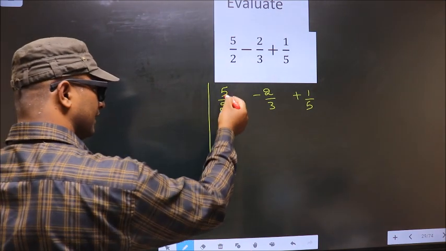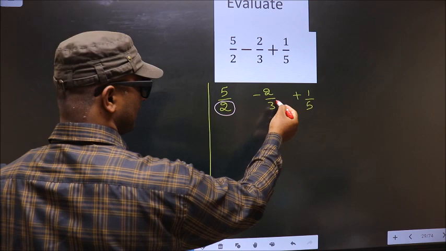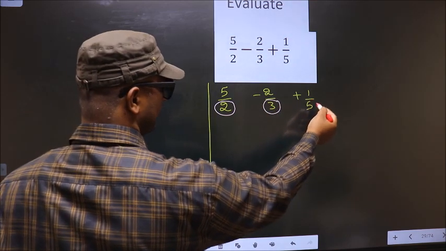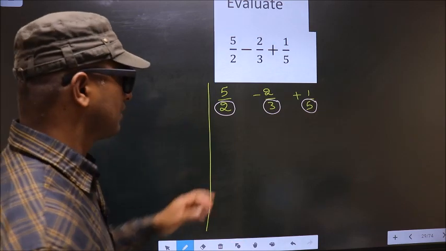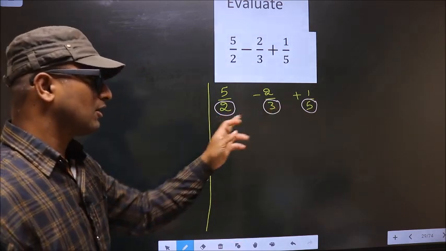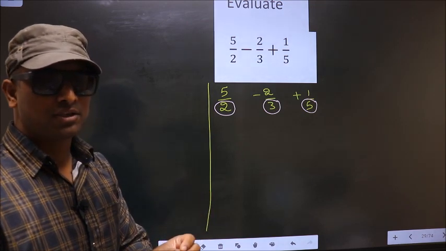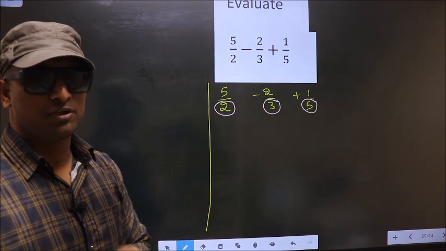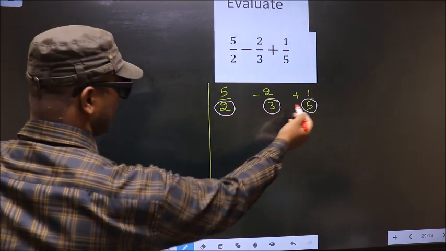Next. In this fraction, the denominator is 2. Here the denominator is 3. Here the denominator is 5. As you observe, the denominators are not same. Whenever the denominators are not same, we should take LCM of them. So the LCM of 2, 3 and 5.